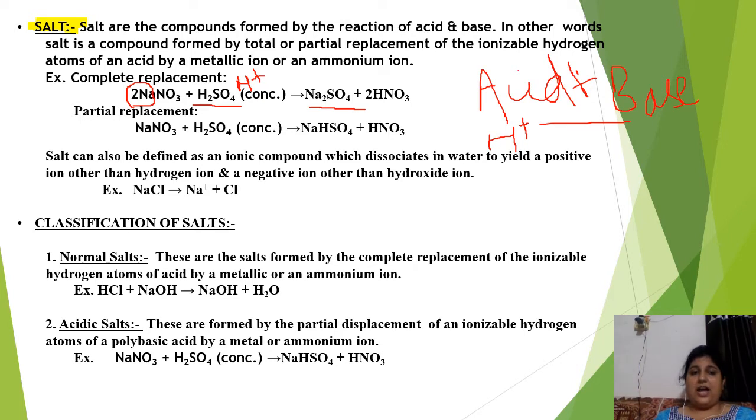What is going on? Hydrogen is replaced by a more electropositive or more active element of the periodic table. Here, this metal ion is replacing the hydrogen atom and results in the formation of sodium sulfate. Okay? While hydrogen will come over and attach with the nitrate ion and result in the formation of nitric acid.